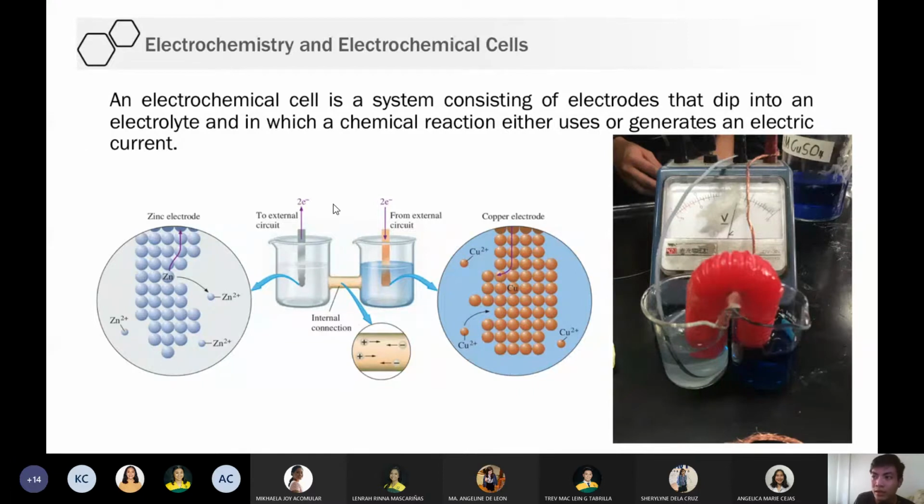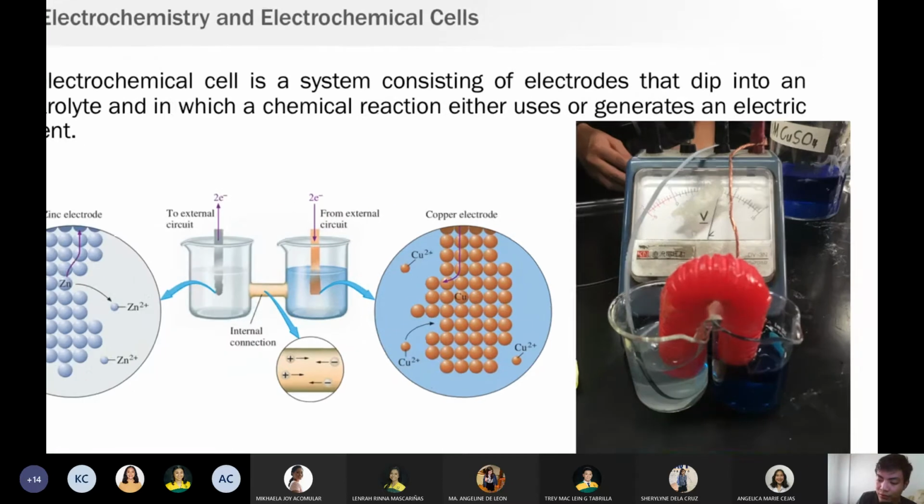So ibig sabihin lang yan, ang electrochemical cell can be described as this, no? You should have electrodes, okay? So yung mga electrodes, yun yung mga nilulublob, okay? So you should have electrodes that are dipped into the solution. So it could be water, or it could be metal ion solution. Okay, and they are connected using wires. Okay, and then depending on the type of reaction that's happening here, it could either generate or use electricity.